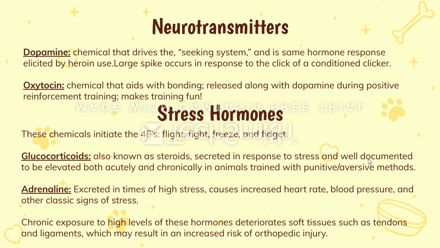Dopamine is that chemical that drives the seeking system. It's the same hormone response that's actually elicited by heroin use. So they've actually found that a large spike of dopamine occurs in response to the click of a conditioned clicker. So what this tells us is that when we're utilizing our positive reinforcement quadrants and we're using something like a clicker, we're using things that the dog finds appetitive, we are exploiting that natural chemical system that makes the subject want more.